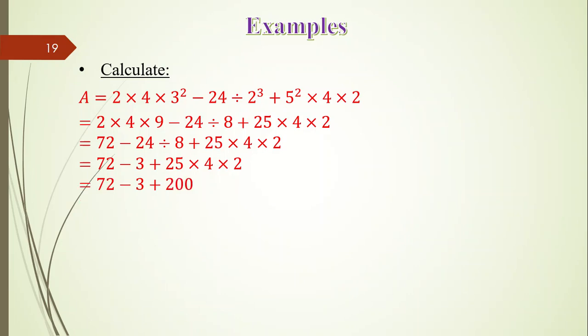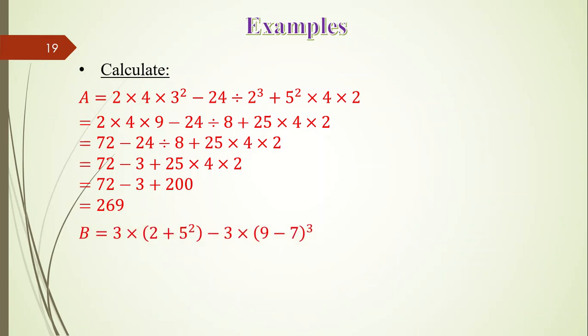Now we have to calculate the multiplication. Okay, so we have 25 times 4, it's equal to 100 times 2, 200. Okay, so we have 72 minus 3 plus 200, it's equal to 269.